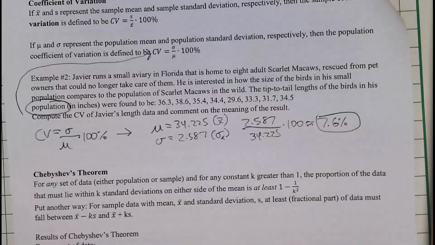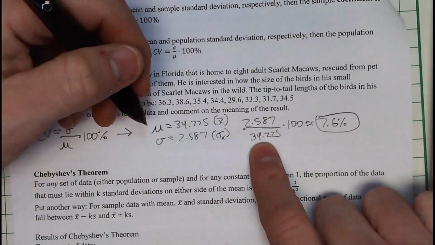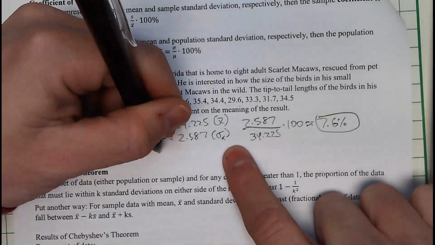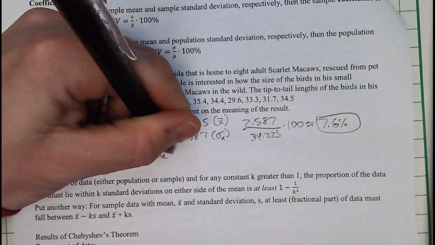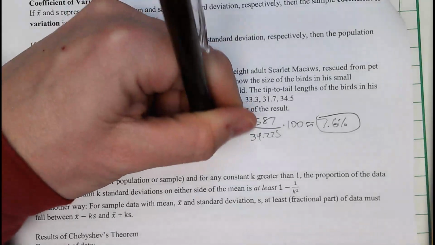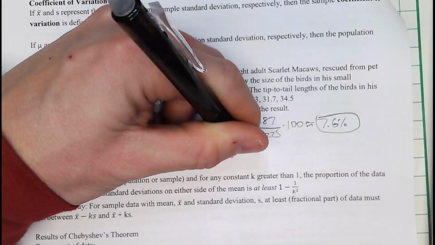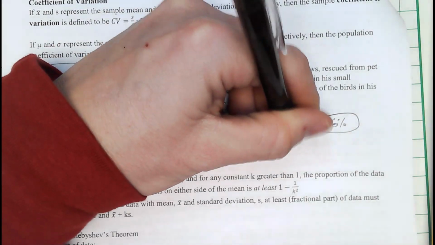So comment on the meaning of the result. Basically, this is kind of a good thing. Okay, this is kind of a good thing. We'll talk about this too whenever we do the homework. But what this means is that the spread is significantly less than the mean. The spread is less than the mean. Okay, the spread is, I could say, significantly less than the mean. And that's a good thing.